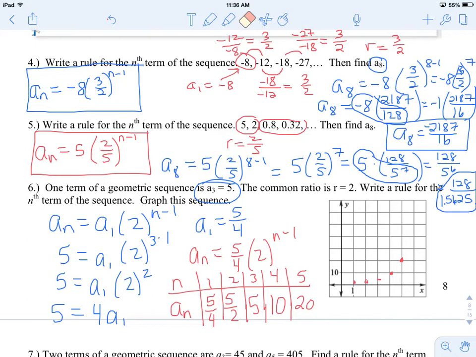We're doubling every time, so we know the next one would be at 40. And then we'd be at 80. So we'd be up off the chart. Remember, we don't connect the dots because it's a sequence and there just aren't any values in between.